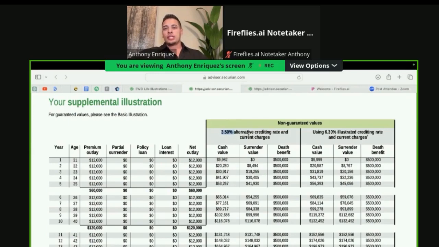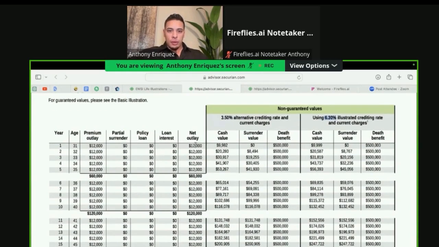But the reason why you do an IUL policy 99% of the time is for the index strategy, hence index universal life. That's what the IUL stands for. They're illustrating based on current economic conditions. They can illustrate this 6.3% interest crediting. And what I want you to notice is that we put in $12,000.